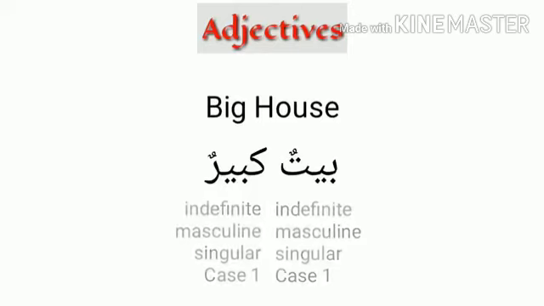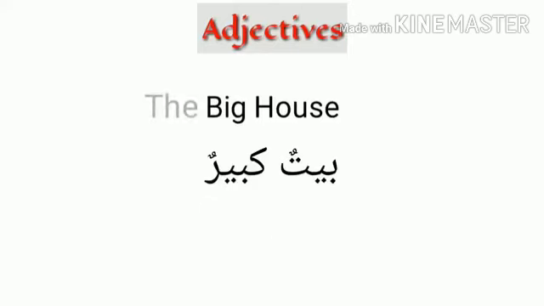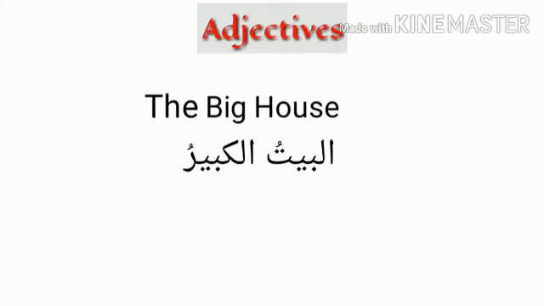Okay. Now if you have to say the big house, so this is going to be definite, right? Because there's the. We will have to use al in the beginning. So we will say al baitu al kabiru. Why? Because the noun was definite, so adjective also became definite. The noun had al in the beginning, so adjective also has al in the beginning. So the big house, not al baitu kabirun, but rather al baitu al kabiru.